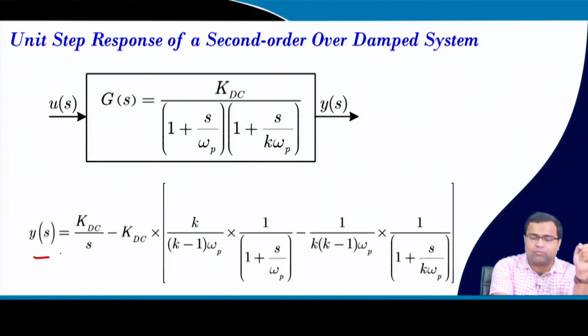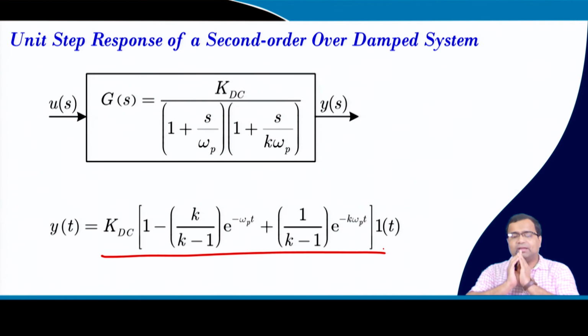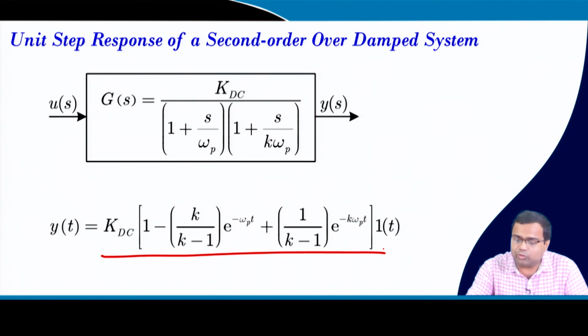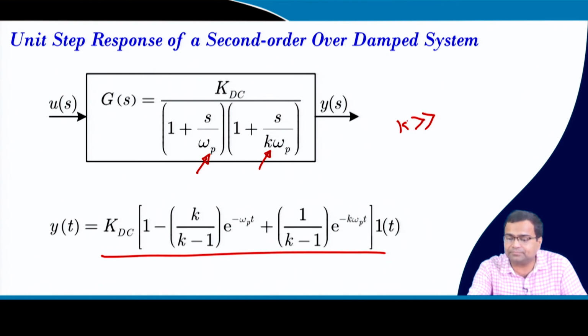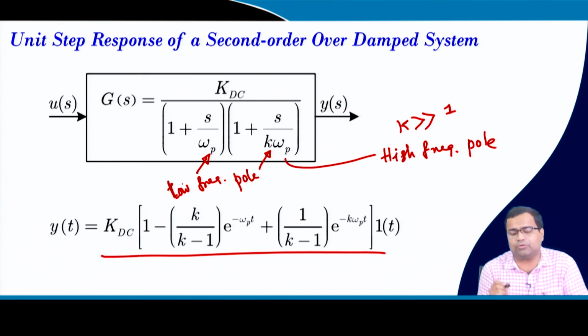If you take the full Y(s), again we can write down the full expression, and if you take the inverse Laplace transformation, because we are just keeping the intermediate stage, it can be written like this. Okay. Now you see we have taken one pole K times omega_p and another pole omega_p. If we set K very high, that means this pole is a high frequency pole, and this pole will be the low frequency pole. This is our low frequency pole, right.